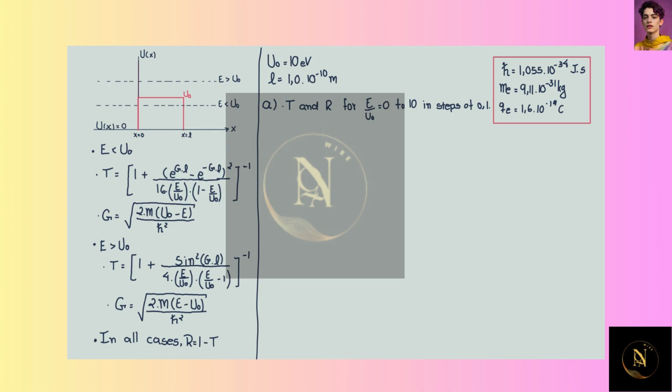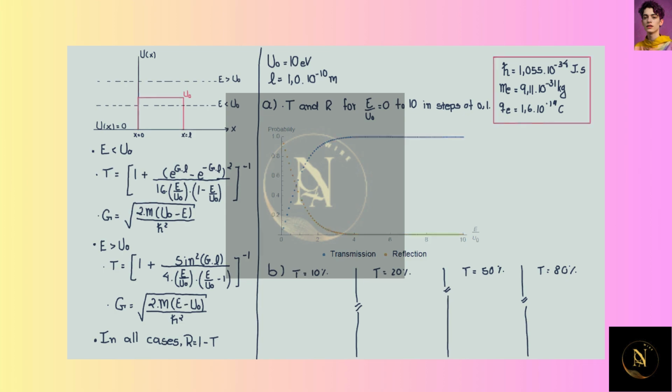After doing that, you should use your favorite numerical calculation program in order to elaborate a spreadsheet containing T as a function of E divided by U0 and R as a function of E divided by U0. Then you can use that spreadsheet to prepare a plot that looks like this. This is a plot of the transmission coefficient and the reflection coefficient as a function of E divided by U0.